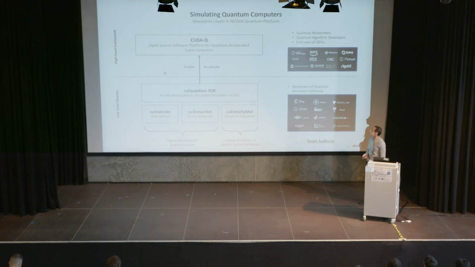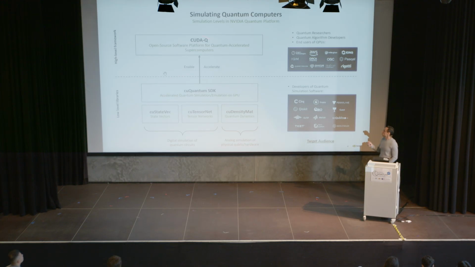Here is an overview of the Nvidia platform and the different simulation options it provides for different users. At the foundation, we have the cuQuantum SDK, which provides different low-level APIs for accelerating quantum simulations. It provides cuTensorNet and cuStateVec APIs for simulation of quantum circuits at the logical level. It also provides the cuDensityMath API for simulating quantum hardware. Generally, the audience of the cuQuantum SDK are developers of quantum simulation libraries like Cirq, Qiskit, Qtip, and many other libraries who already adopted cuQuantum as an accelerated backend.